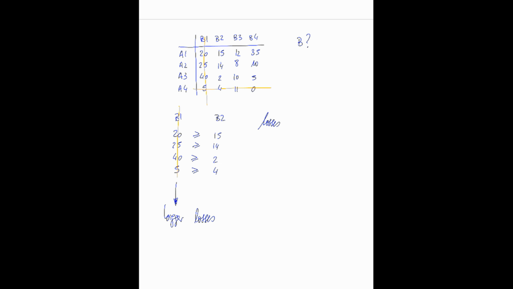So what is the key point here? The key point to remember is that for A, A1 is greater than A4, so we remove A4. For B, B1 is greater than B2, so we remove B1 because they are losses. So in general, here is the trick to remember: remove smaller rows, which means less gains, and remove bigger columns, which means more losses. So smaller rows, bigger columns, is how the dominant strategy works.